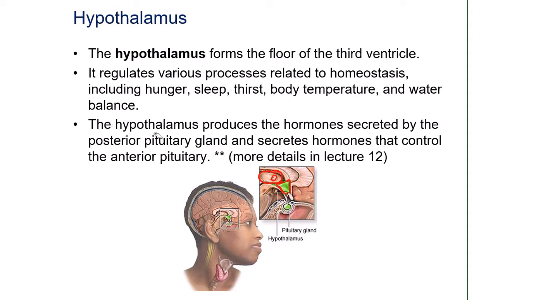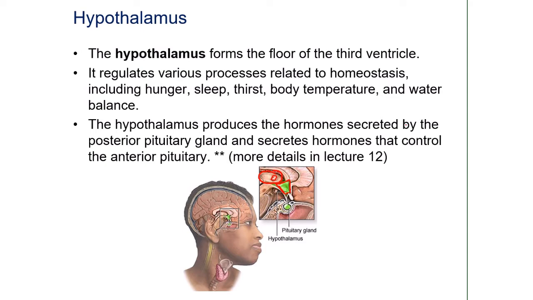Hypo means below, right? So it's literally below the thalamus. So you have two thalami but only one hypothalamus. And the hypothalamus is called the master gland of the body. It uses hormones to help you maintain homeostasis, and it regulates autonomic functions like hunger, sleep, thirst, body temperature, as well as water balance, to name a few.